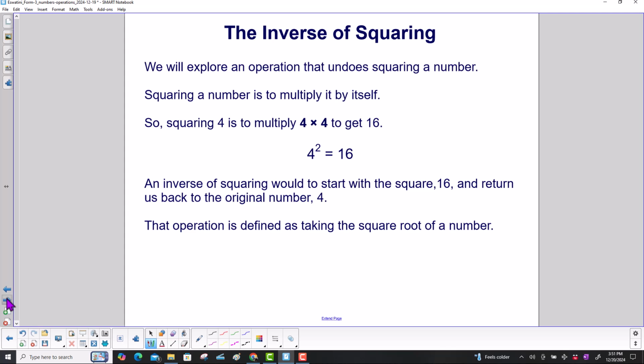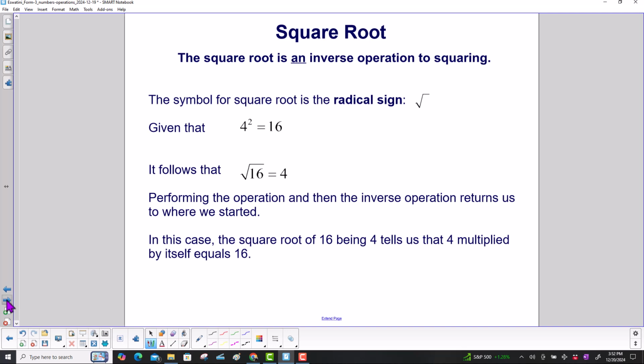We will explore an operation that undoes squaring a number. Squaring a number is to multiply it by itself. So squaring 4 is to multiply 4 times 4 to get 16, or written just like this, 4 squared is equal to 16. An inverse of squaring would start with the square, 16, and return us back to the original number, 4. That operation is defined as taking the square root of a number. So the square root is an inverse operation to squaring.